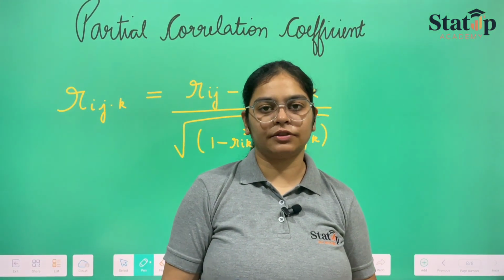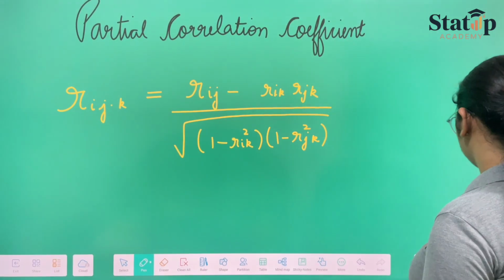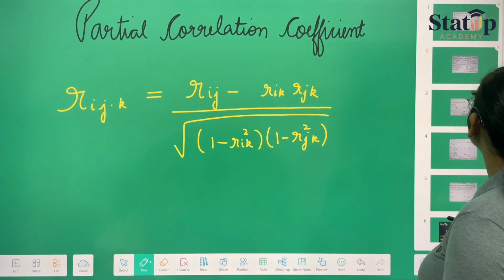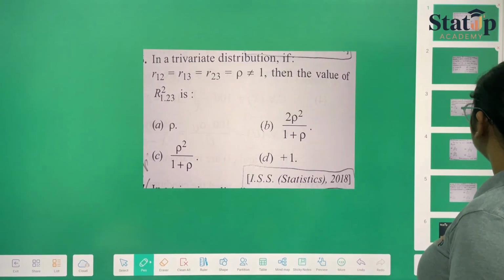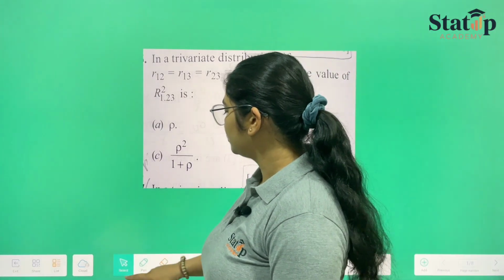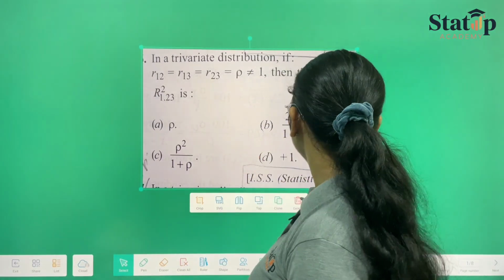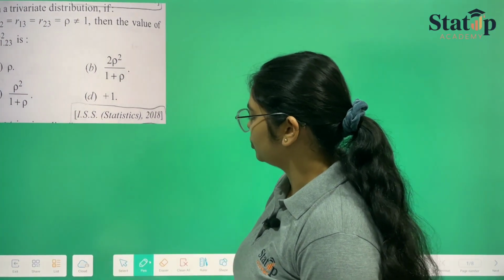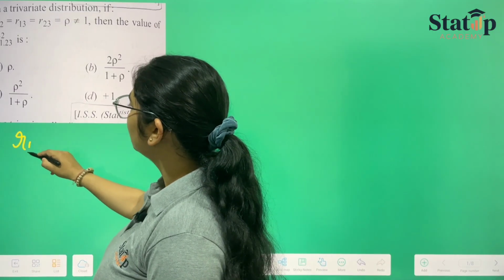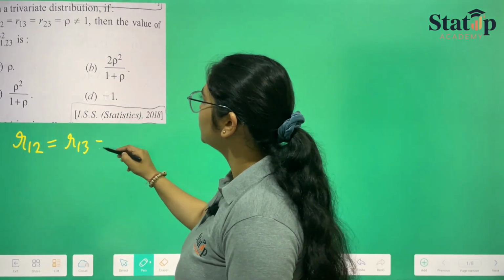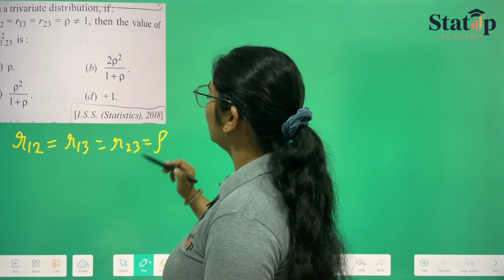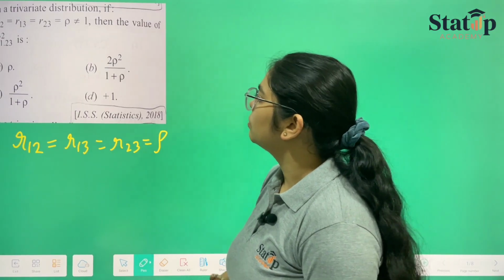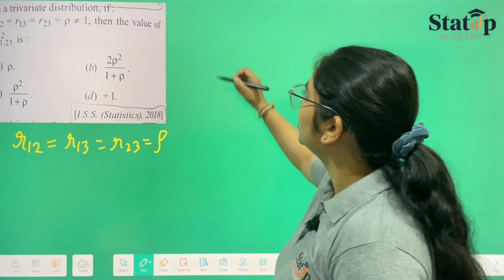Now we'll be doing direct questions on these formulas and see what kind of questions have been asked in the PYQs. First of all, let us see this. This is the question that was asked in 2018 of your examination. Here they have given us a trivariate distribution where r12 is equal to r13 is equal to r23 is equal to rho. They have given all the values equal to rho, and they have asked us to calculate R square, which is the multiple correlation coefficient.